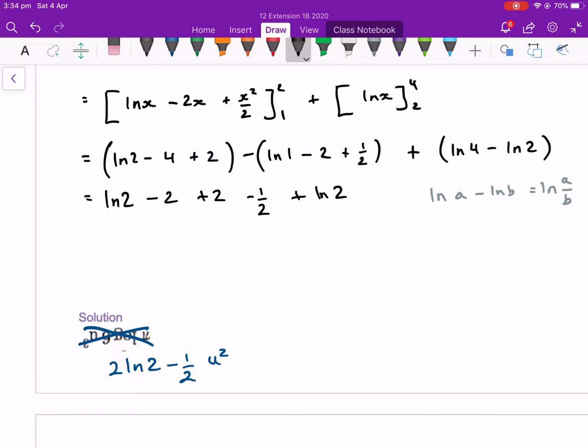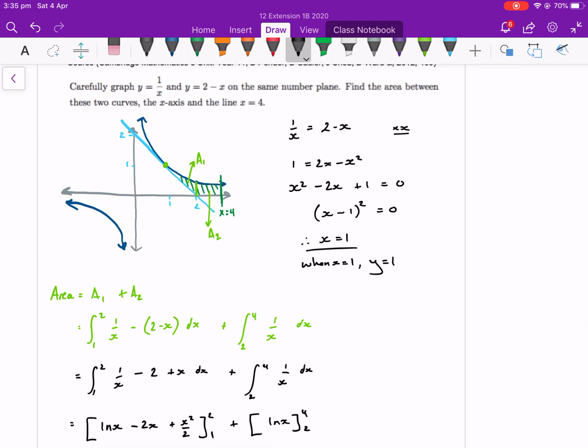And then what we can do now is we can simplify this. The negative 2 and the 2 cancel each other out. We've got an ln2 here and an ln2 there, so that's 2 ln2 minus a half. We can actually also write this as ln4 minus a half, because we can take this 2 up to be the power there based on log laws, and then square that. And again, that's area, so that will be units squared.